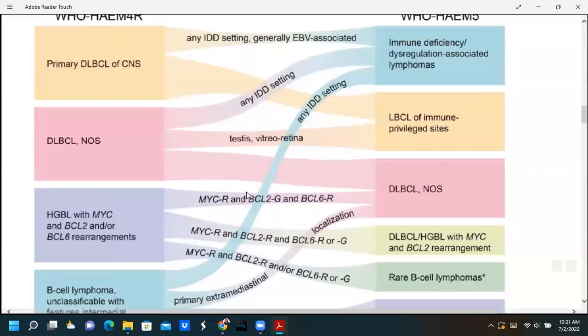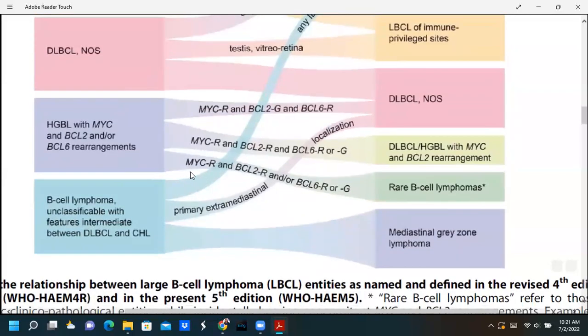And DLBCL NOS, again, the DLBCL NOS will still be there. And MYC, BCL2, BCL6, now the MYC and BCL2 and BCL6 will be encompassed by DLBCL NOS. MYC, BCL2 and BCL6 R or G will be DLBCL, HGBL with MYC and BCL2. So this is even more complicated. There is BCL2G and there is BCL2R. It seems like it's a triple hit, goes to DLBCL NOS. Am I correct? No. So there is a BCL2G and there is a BCL2R.